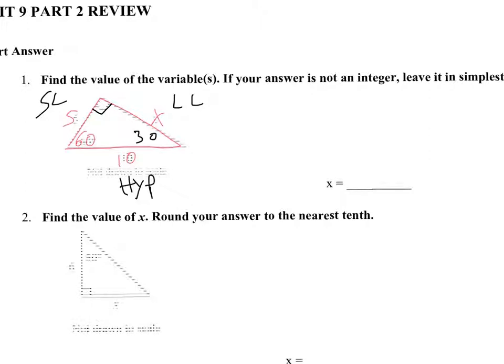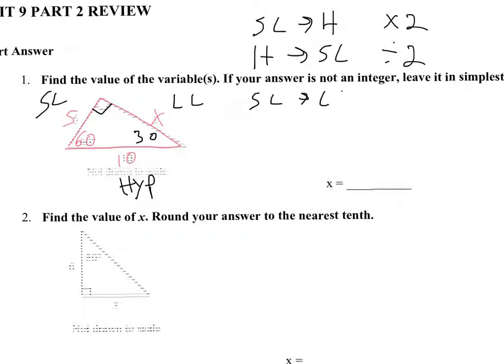So the rules for this, if we're going short leg to hypotenuse, we multiply by 2. If we're going from hypotenuse to short leg, backwards the other way, of course we do the opposite, which is divide by 2. If we are going short leg to long leg, we multiply by radical 3, and of course the opposite would be long leg to short leg, we would divide by radical 3.